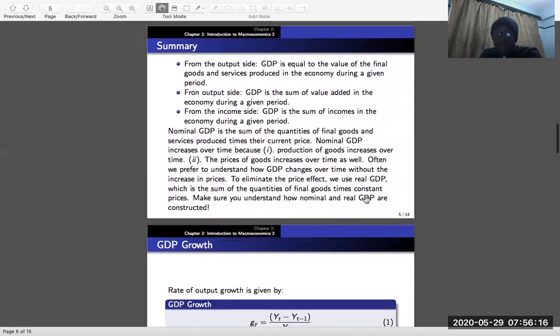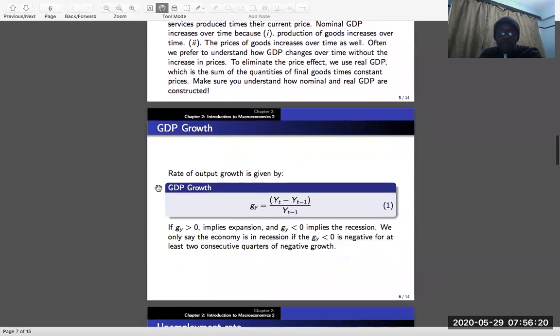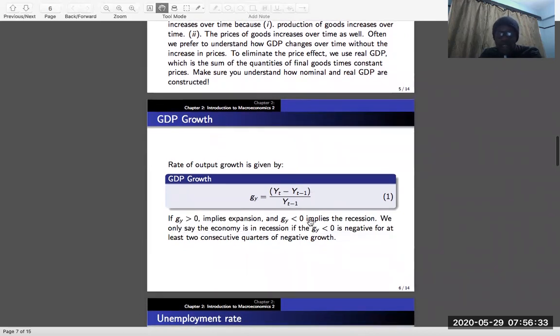Make sure you understand how nominal GDP and real GDP are constructed. This is important. Then we talk about real output growth, which is given by current output minus previous output over previous output. If this ratio is positive, it implies that the economy is growing. If it's less than 0, it implies that there is recession.